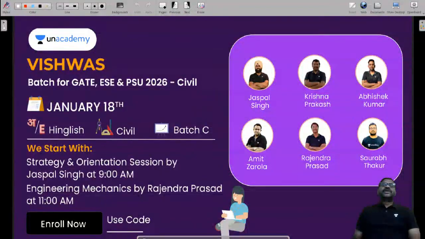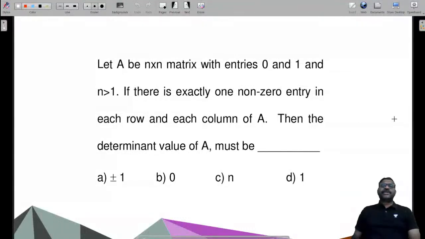Now observe the problem. Let A be n cross n matrix with entries 0 and 1 and n greater than 1. If there is exactly 1 non-zero entry in each row and each column of A, then the determinant value of A must be.